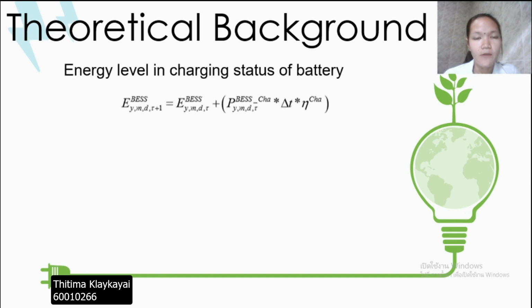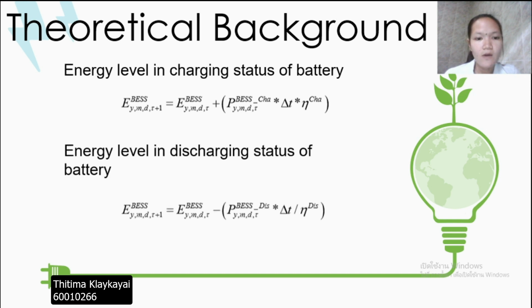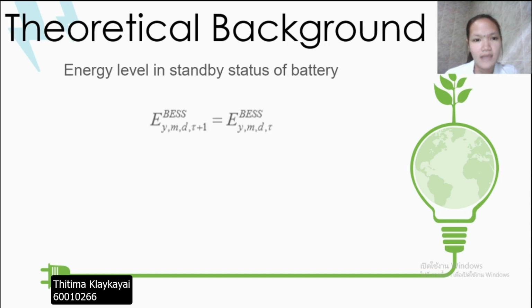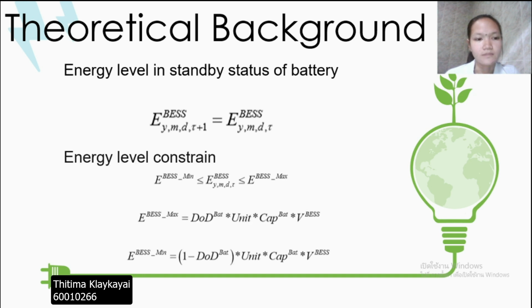Battery energy level is considered by the working status of the energy storage system at that period. Energy level in charging status of battery, use this equation. Energy level in discharging status of battery, use this equation. Energy level in standby status of battery, use this equation.